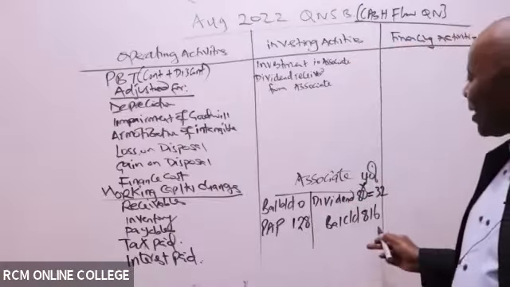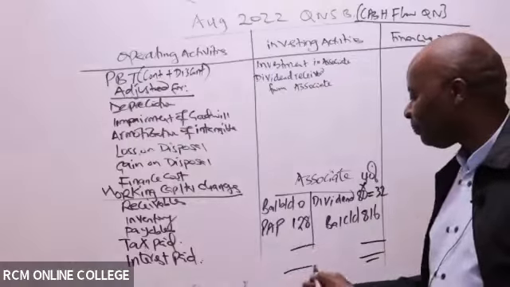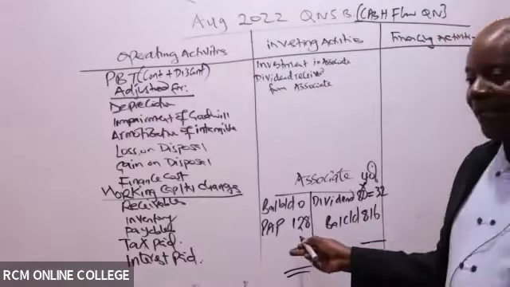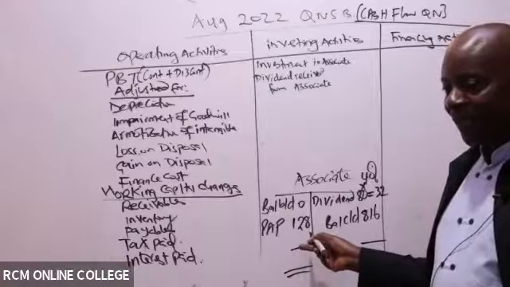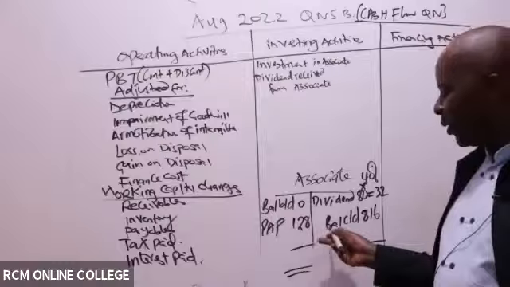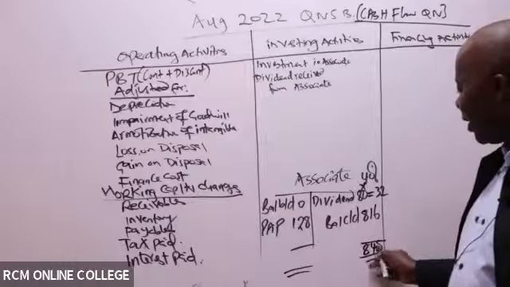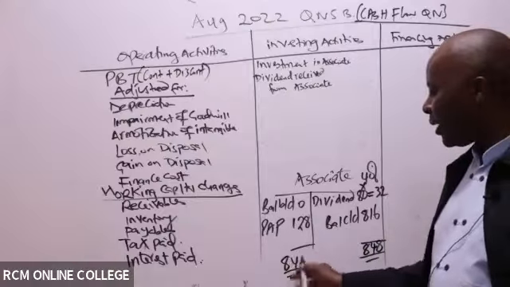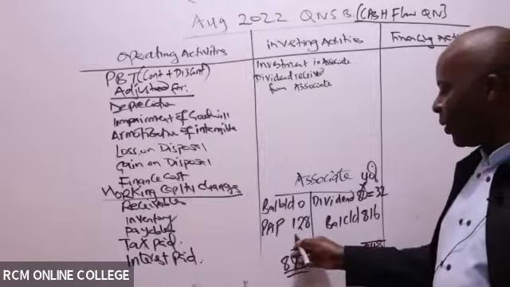So come on the balance. So the balancing figure, ladies and gentlemen, of course, is coming this side, isn't it? Yeah, so this will be 816. So 848. So in this case here, we have 720.